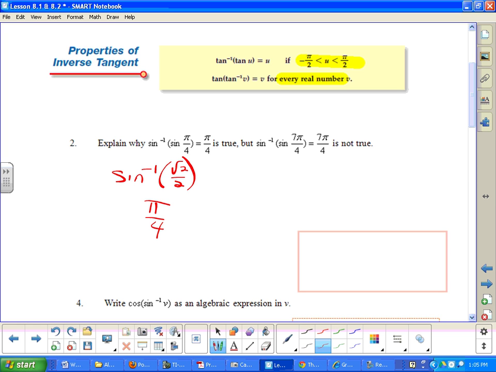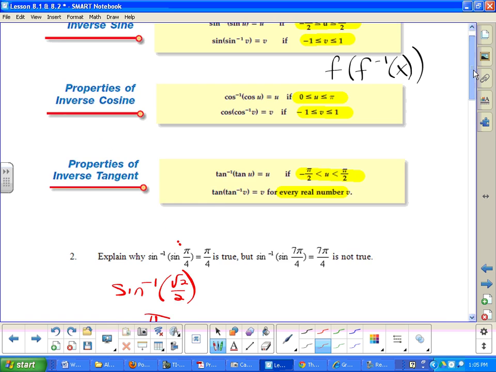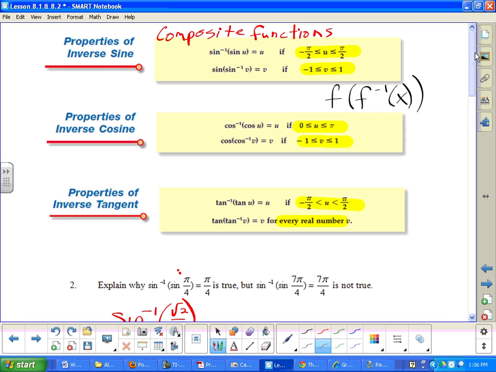Now, let's look at the other one. The sine of pi over 4 is square root of 2 over 2. So then the inverse sine of square root of 2 over 2 is pi over 4, because it has to be from negative pi over 2 to pi over 2. Inverse sine is restricted to be between negative pi over 2 and pi over 2.